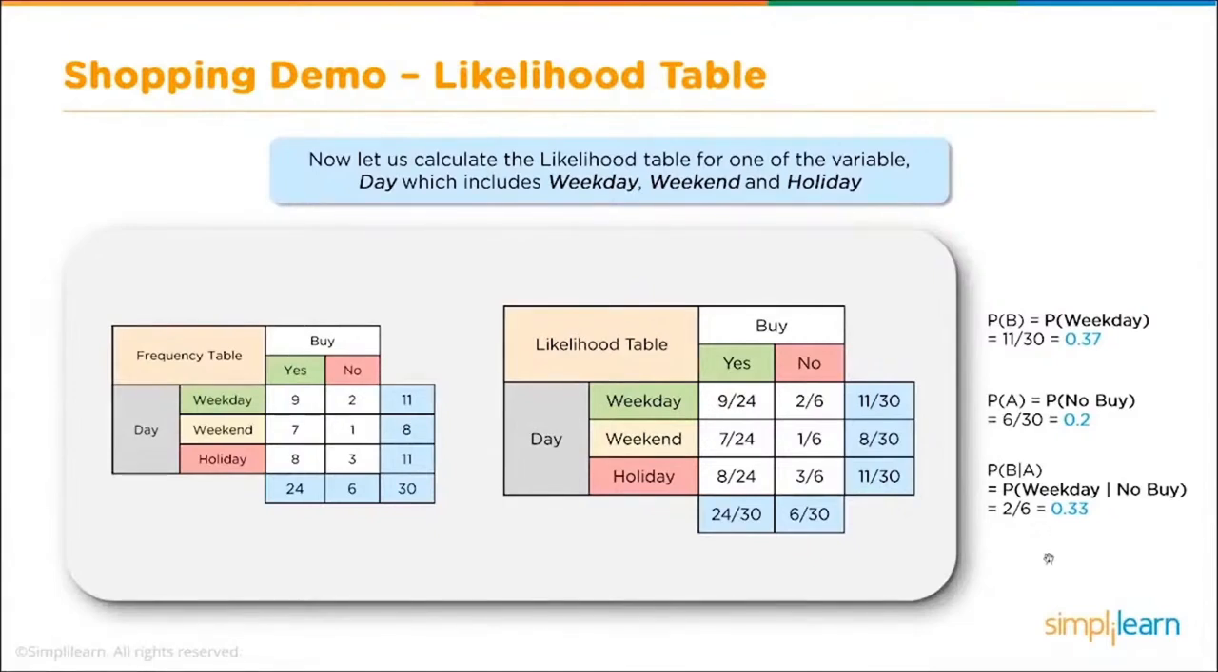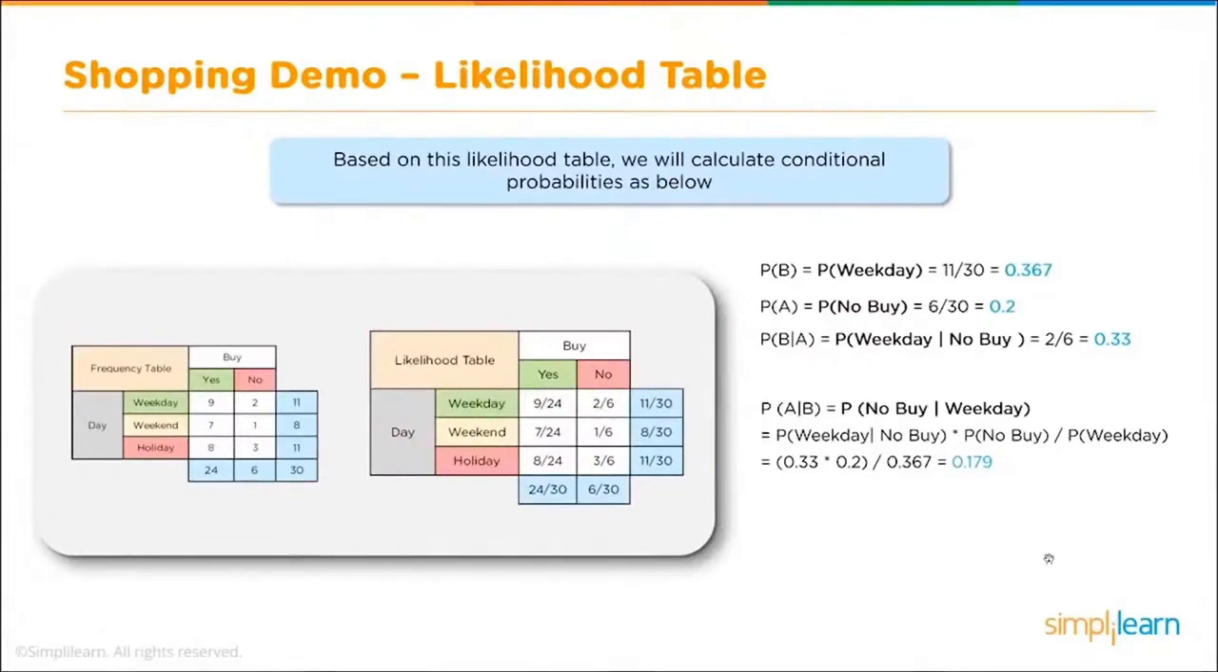And finally, we look at the probability of B if A. In this case, we're going to look at the probability of the weekday and not buying. 2 of the no buys were done out of the weekend out of the 6 people who did not make purchases. So when we look at that, probability of the weekday without a purchase is going to be 0.33 or 33%.